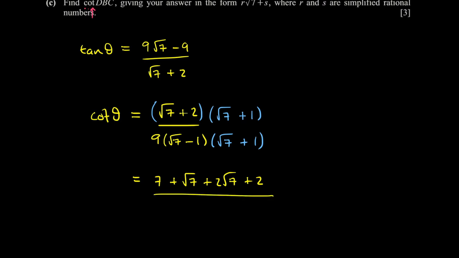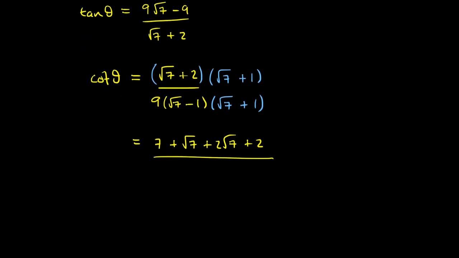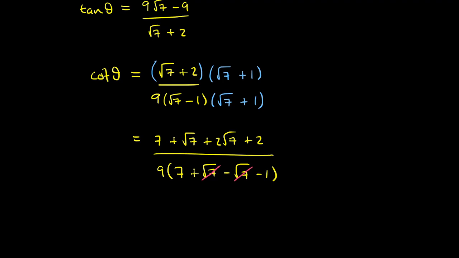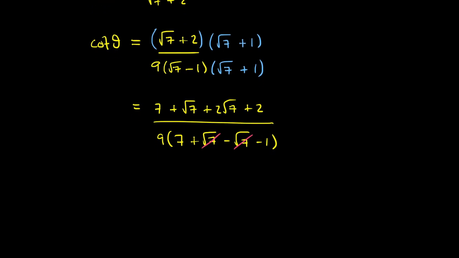And then we'll keep the 9 separate for the moment. We'll have root 7 times root 7, which is 7. Root 7 times positive 1, which is positive root 7. Negative 1 times root 7 is minus root 7. And negative 1 times positive 1 is negative 1. So as I said, the root 7 and the negative root 7 cancel each other out. And so what we're left with on the top is 7 plus 2, which is 9.